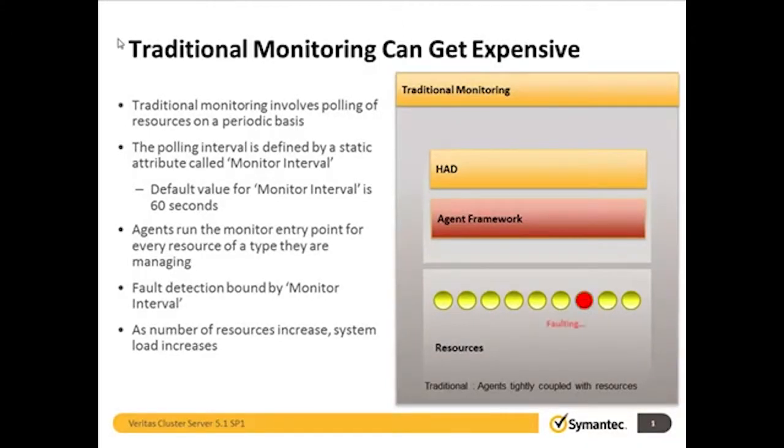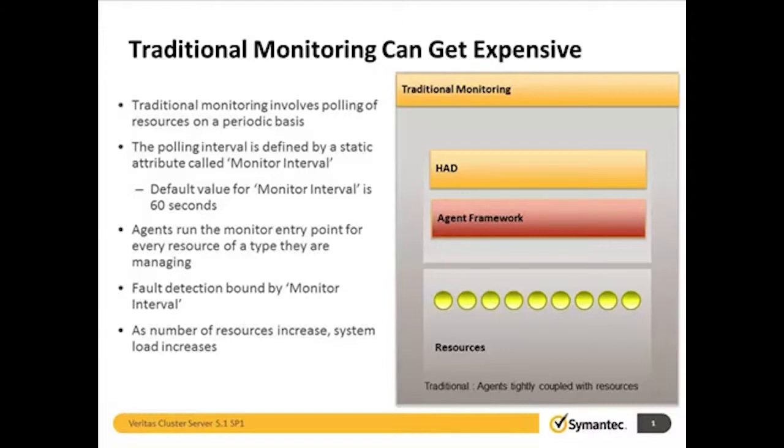Since our monitor interval is 60 seconds, that means it could take anywhere between 1 and 59 seconds to determine that a resource is offline. Once the fault is detected, the agent lets the agent framework know that a fault has occurred, and the cluster takes the appropriate action. The primary issues with this methodology are that each monitor cycle uses a portion of the CPU, and the inherent delay for discovering when a resource faults.